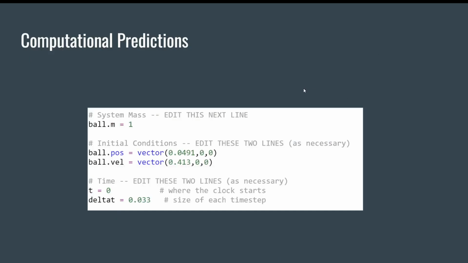Here is a piece of code for the computational predictions. For this first part, the mass of the ball doesn't actually matter in this case because the net force is zero. The initial conditions were that the position vector starts at around 0.0491, and the velocity is initially 0.413, which was calculated using the final position and the time. So that's what our initial velocity was. And here, the size of each time step is 0.033 seconds.